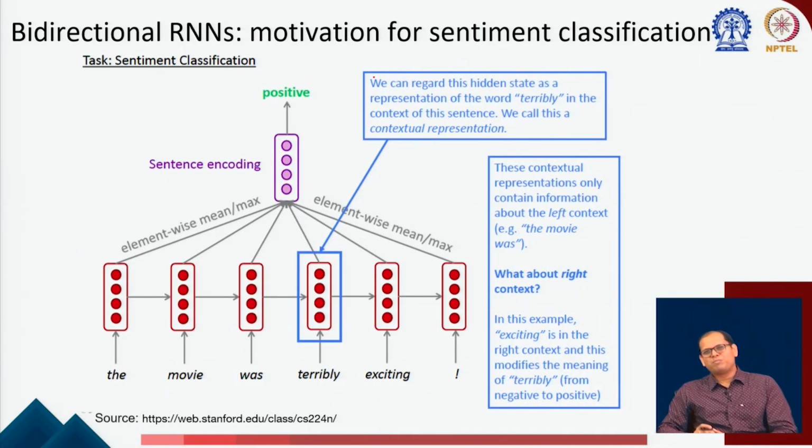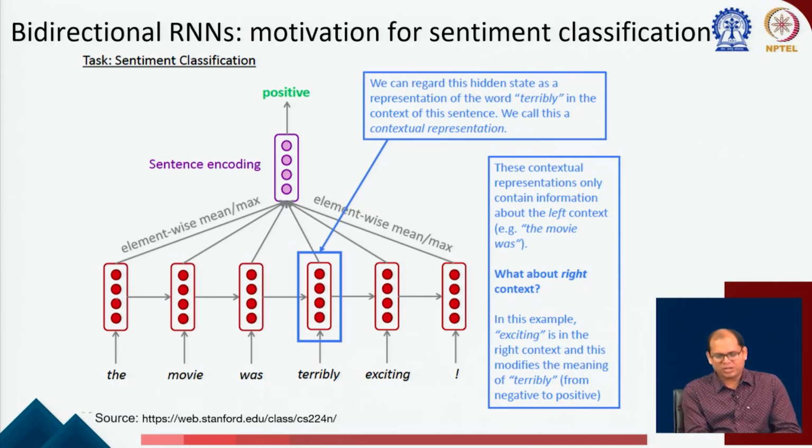Sometimes you also apply a bidirectional RNN. What is the motivation? This is how you will do it for another sentence: "The movie was terribly exciting." I'll go from left to right. I keep on getting embeddings, and I take the element-wise mean or something, right? That's what we described. So what will happen now?